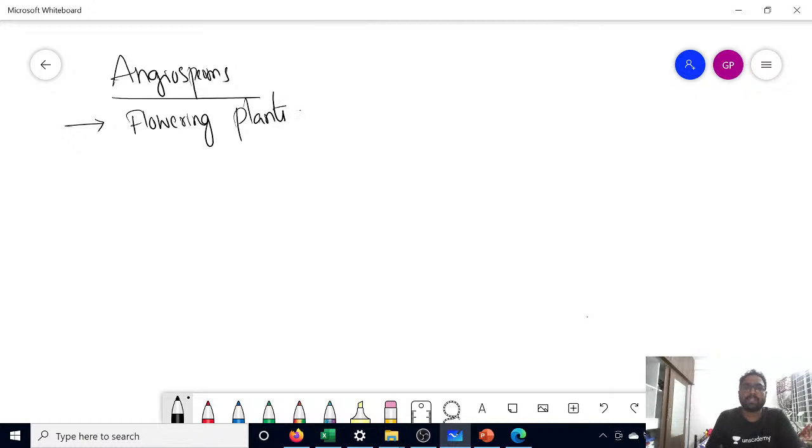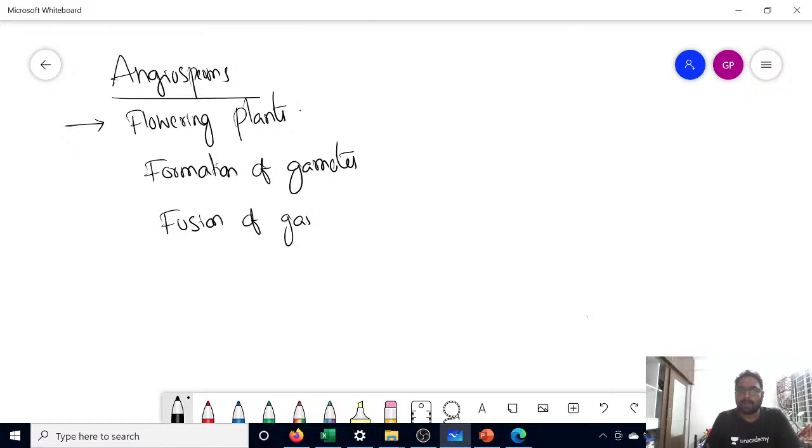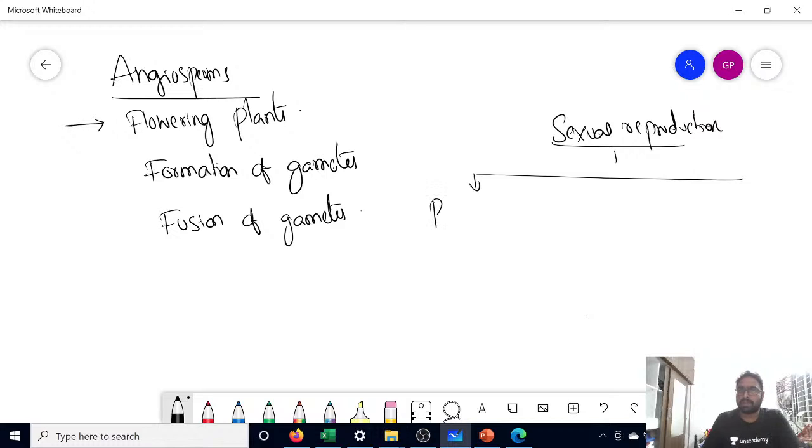Yes. So when we're talking about sexual reproduction, I told you just now, formation of gametes, and then these gametes should fuse. So fusion of gametes. Now you know the pre-fertilization events. So sexual reproduction is divided into three events basically, students. First one is pre-fertilization events. Fertilization events.